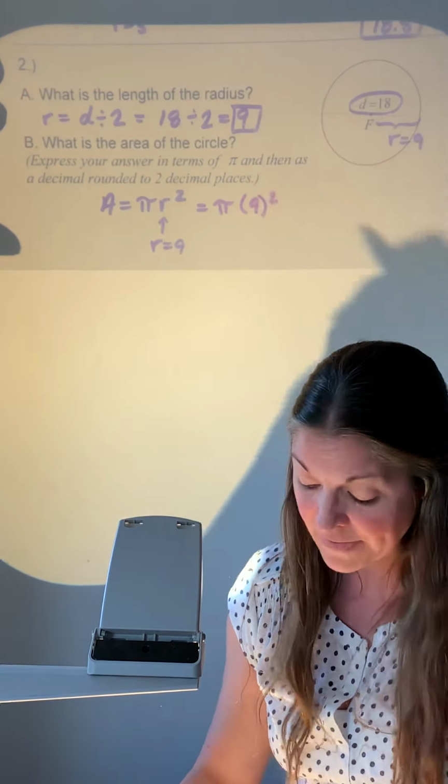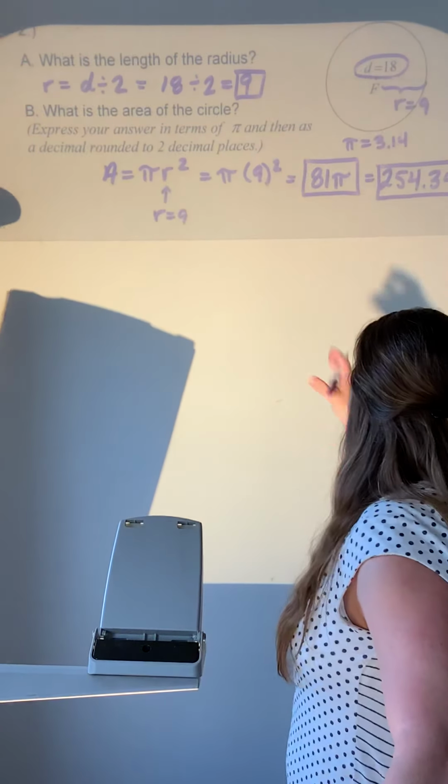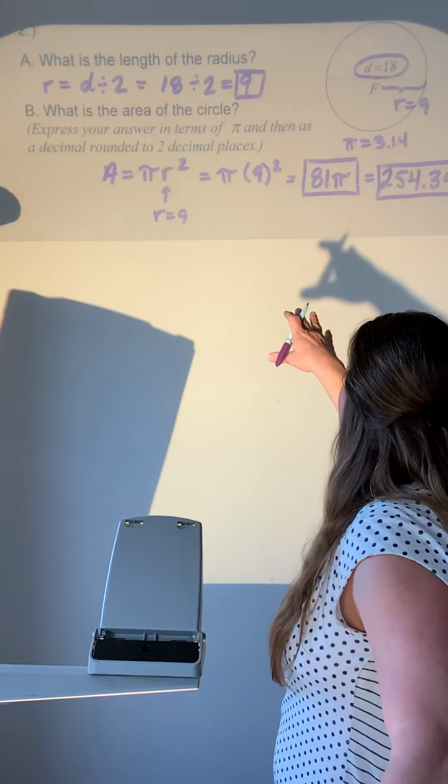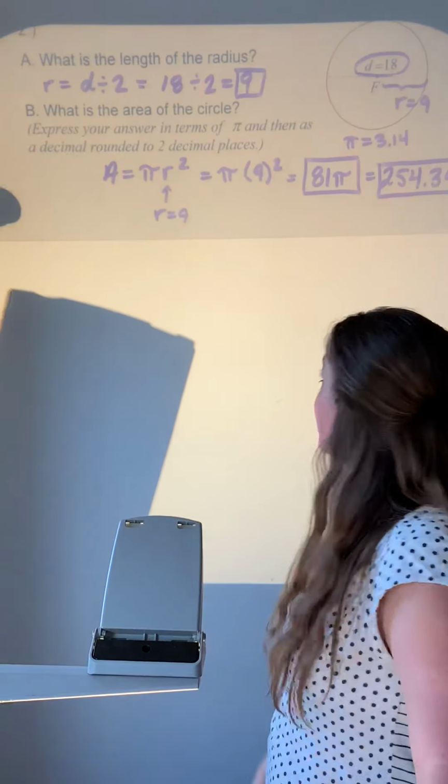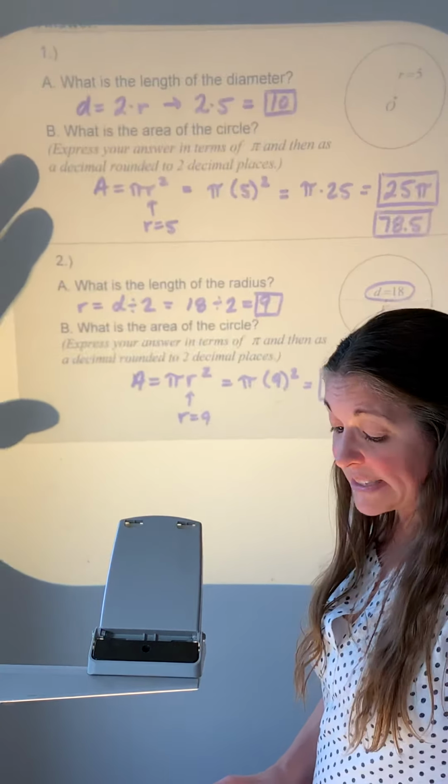Grabbing my calculator, 81 times 3.14, that's going to be the same thing as 254.34. Again, like before, guys, we're just using the 3.14 for pi. And traditionally, again, speaking about other tests that you may take in the future, if they don't want something in terms of pi, then they'll tell you 99% of the time, they're going to just say use 3.14 for pi. So that's what we're doing as well. So that's just a quick review of finding just the area of the circle.